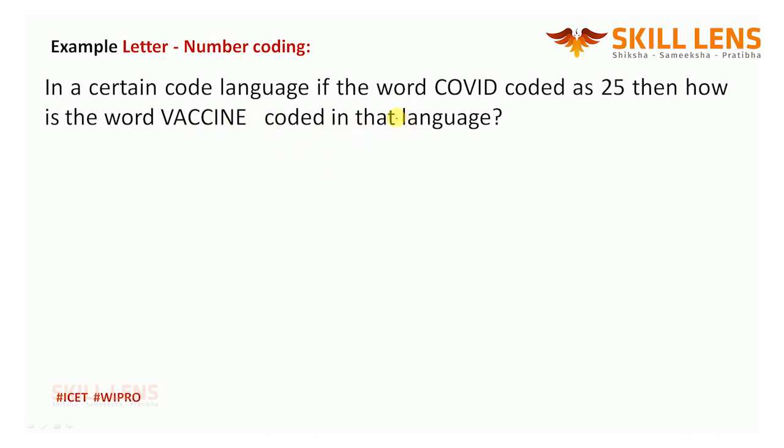Okay guys, if you closely observe COVID, let me write the place values. C is 3, O is 15, V is 22, I is 9, and D is 4. If you add, are you getting 25? No, because V itself is 22. Even 15 and 4 make 19. You will not get 25.